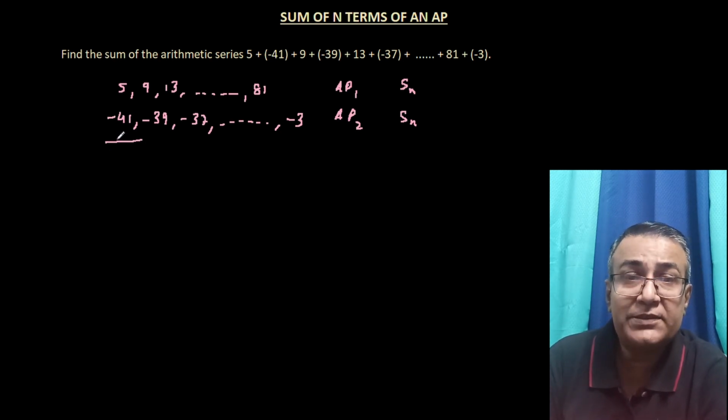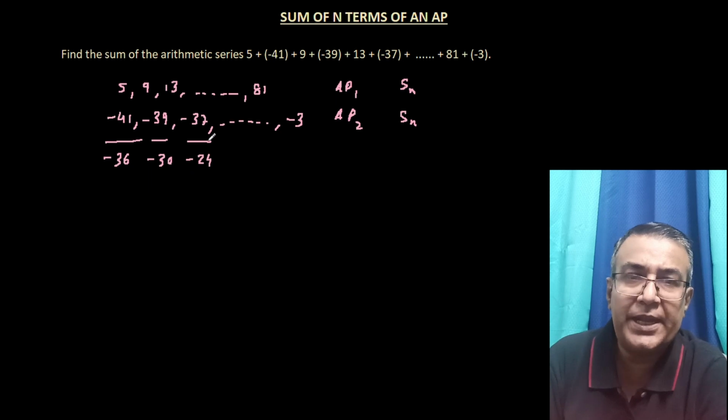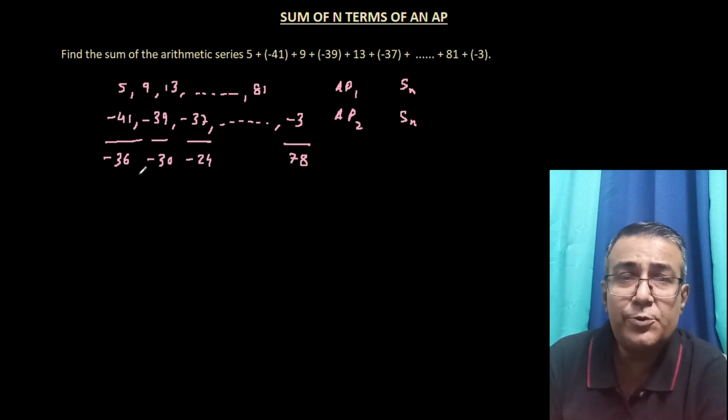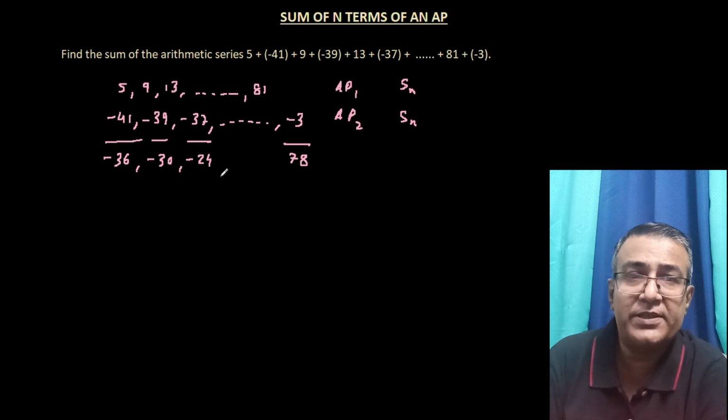So 5 plus negative 41 gives us negative 36. 9 plus negative 39 gives us negative 30. 13 plus negative 37 gives us negative 24, and so on. And then the last term, 81 plus negative 3 gives us 78. So we have got this new AP now, which is negative 36, negative 30, negative 24, and it keeps going on up to 78. We have to find the sum of this AP.